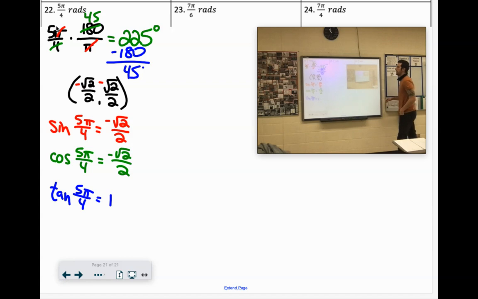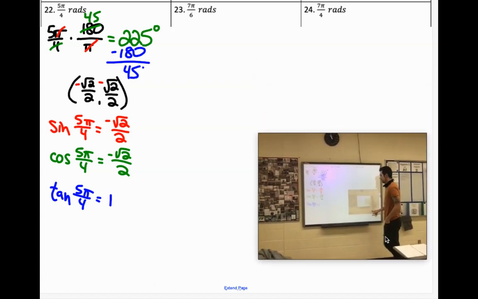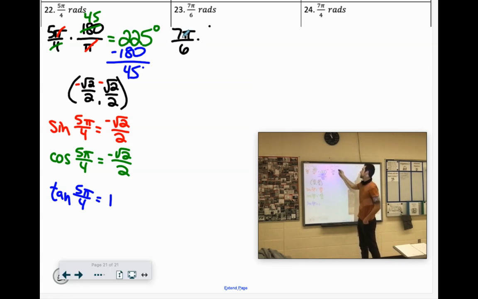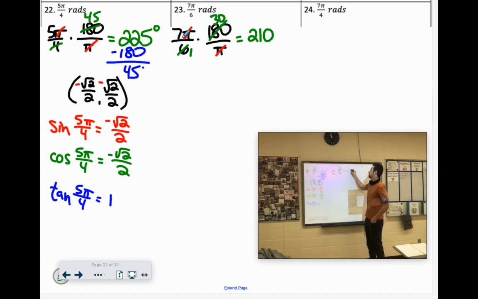All right, 7 pi over 6. No, we got plenty of time. 7 pi over 6 times 180 over pi. Pi's cancel. 180 divided by 6 is 30. 7 times 30 is 210, which again is in quadrant 3. So for the reference angle, we can subtract 180, which gives us a reference angle of 30 degrees.